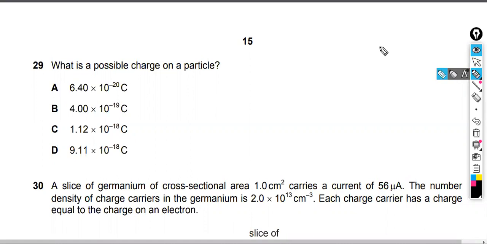All right, this question is, what is a possible charge on a particle? Is there any choice that you can sort of immediately eliminate without really a calculation? Anybody just sort of expect those values to go, well, this clearly can't be possible.